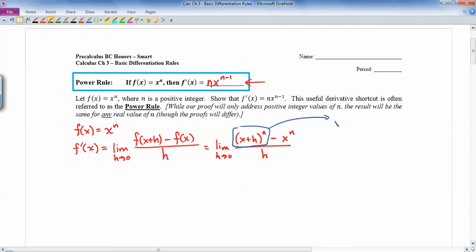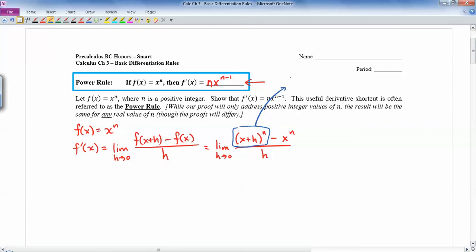So x plus h to the n, if we use the binomial theorem, I can expand this, and there's going to be an x to the n term, and there's going to be an x to the n minus 1 times a single h term, plus an x to the n minus 2 h squared term, plus, and it's just going to keep going for quite a while. Actually, let me write this up above where there's more room.